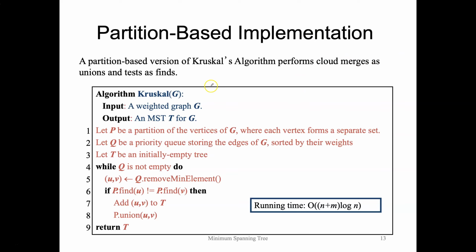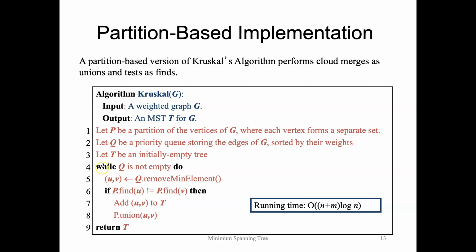All right, so let's go back to Kruskal's implementation of finding a minimum spanning tree now. We have a partition of vertices in order to maintain all clouds, initially one cloud around each vertex. We have a priority queue of edges, so they're sorted by their edge weights. So we've got m elements in this priority queue, and an initially empty tree T. This will be our minimum spanning tree when we're finished.